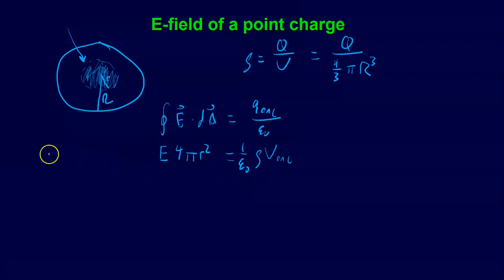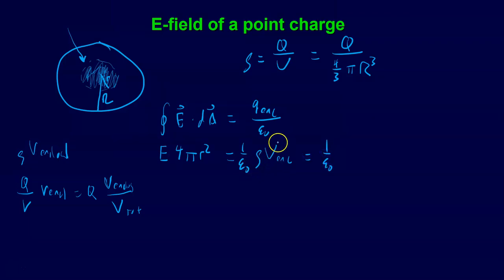Just as unit analysis, rho gives me Q per volume. If I multiply by volume enclosed, it basically takes my Q and multiplies it by the ratio of volume enclosed to volume total, right? If this sphere holds like 20% of the total volume, then it must hold 20% of the total charge. And so that's what we're going to use here.